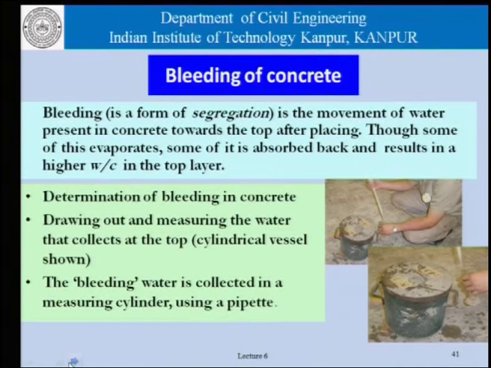Here what is shown is how the bleeding is determined. We try to draw out and measure the water that appears or collects at the top of a cylindrical vessel, and the bleeding water is collected using a measuring cylinder and a pipette. So, what we do is collect the concrete in a cylindrical vessel like this, which is covered with a lid, and we fill the concrete up to this point. Whatever water appears at the surface here, that is drawn out and the lid is closed back. This process is continued till such time as the water ceases to appear on the surface.